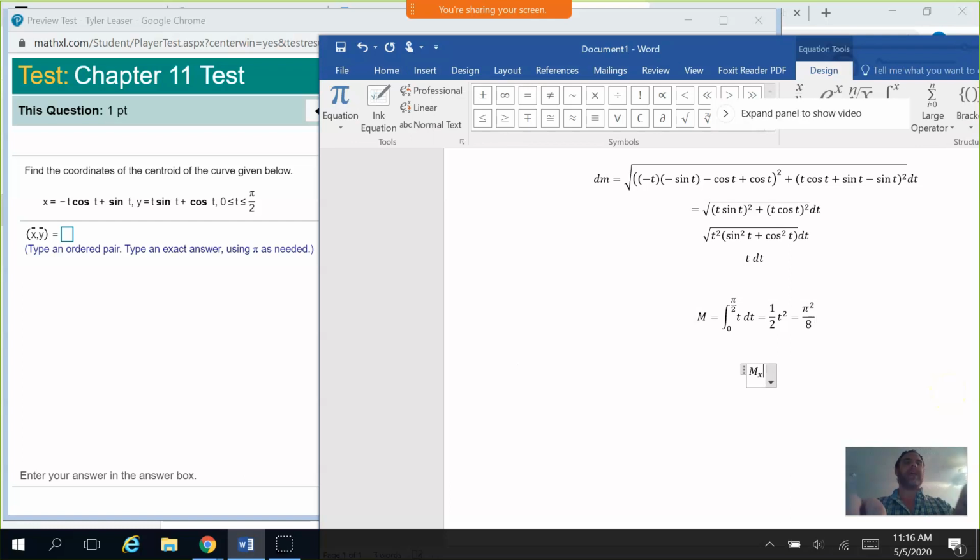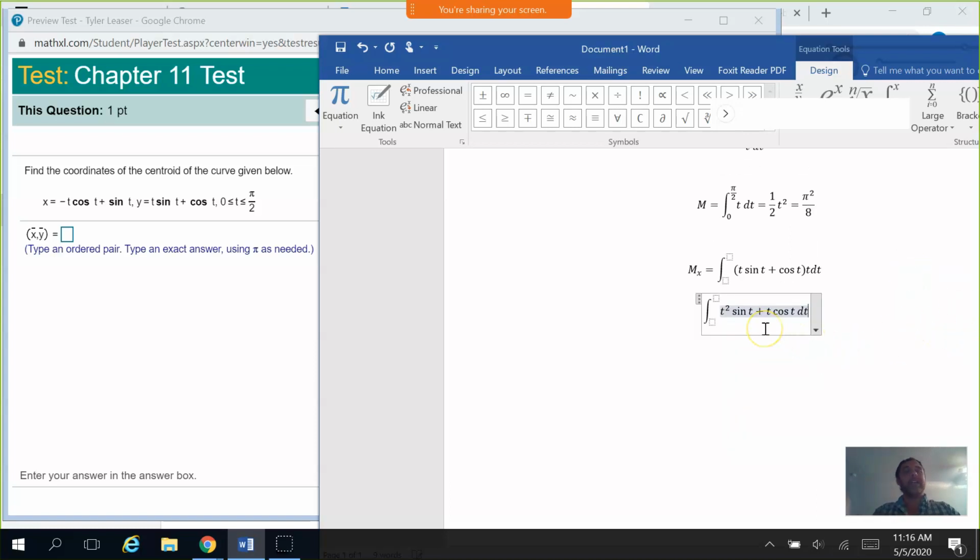We also have to find those moments. So we have the moment sub x. The moment sub x is going to be kind of awful looking because it's that y wiggle dm. For y wiggle, just plug in the y value of your parameter. So this is going to be that t sine t plus cosine t, and then that whole thing times the differential up top here, t dt. And this is where it starts taking a while. Multiplying the t into all of this, it's the integral of t squared sine t plus t cosine t dt.